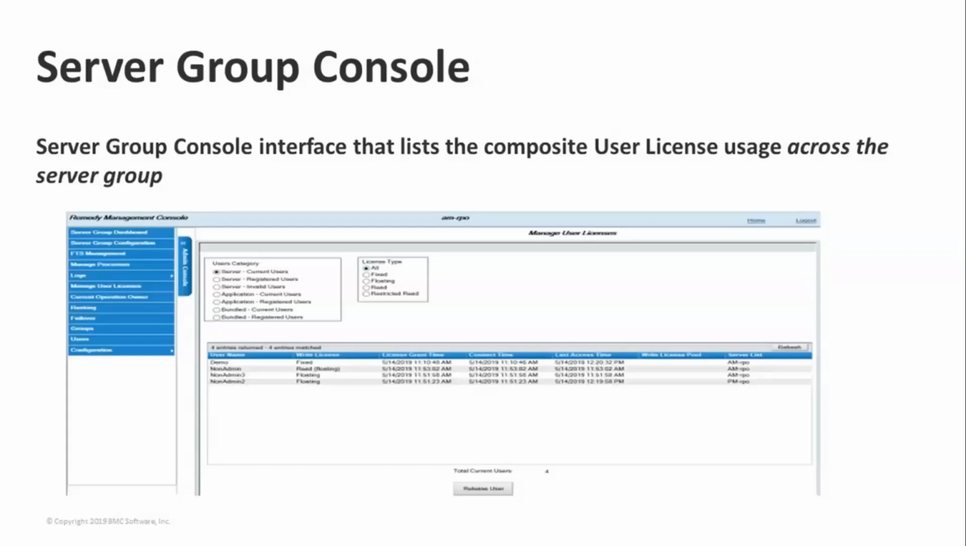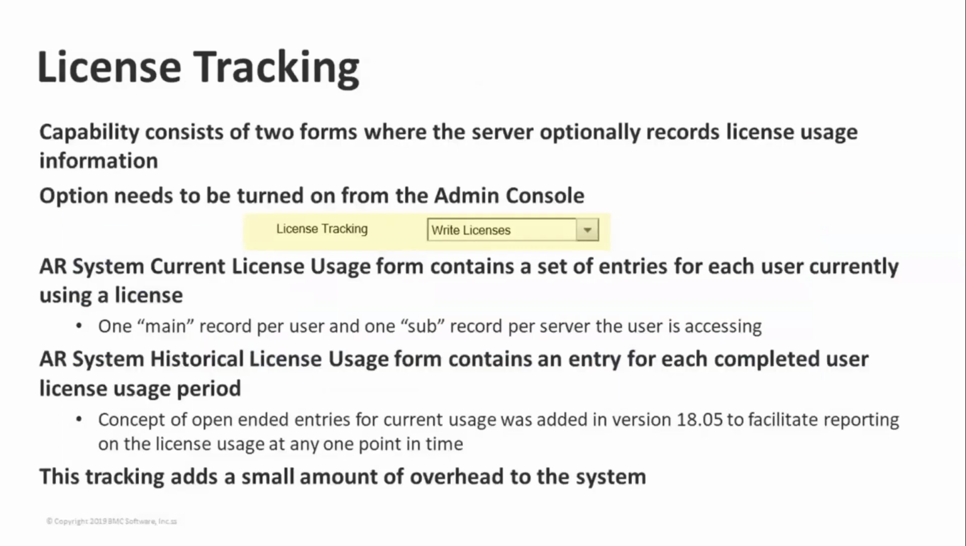Okay. All right, so let's look at the next item, which is license tracking. This capability has two forms in it, and it's an optional capability, so you have to select it on the admin console to turn it on, and you can either turn on write licenses tracked or all license types. By default, it is disabled, so you'll need to turn it on if you'd like to use it.